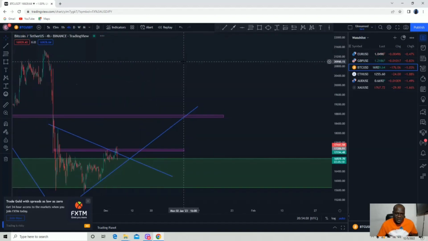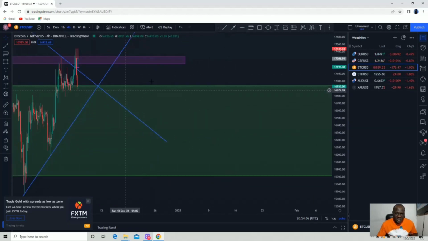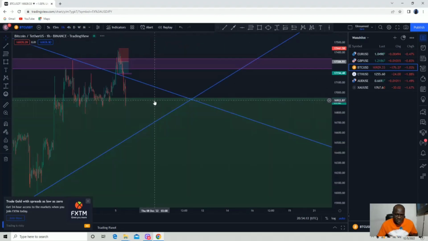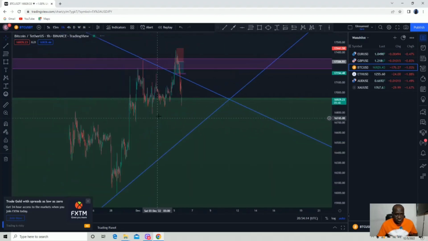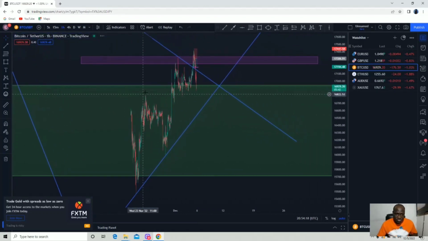Wow, you see, look at BTC too. BTC came to and respected this. It respected this structure here and the trend line. This is just basically using trend line and structure to trade. Look at how it respected the trend line and the structure.